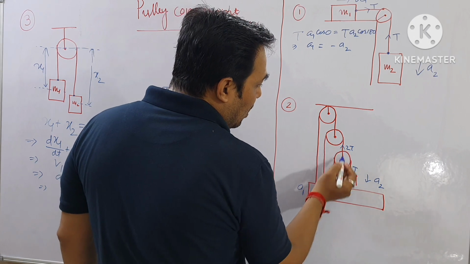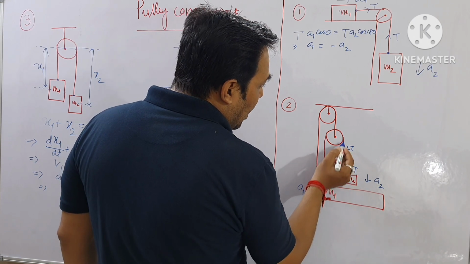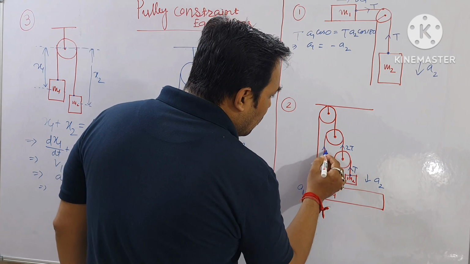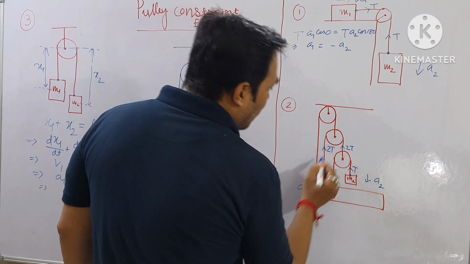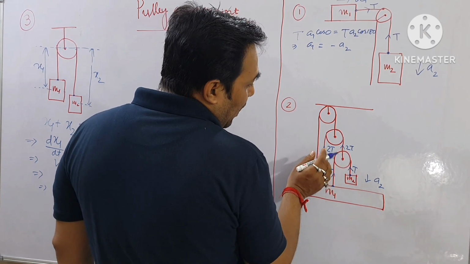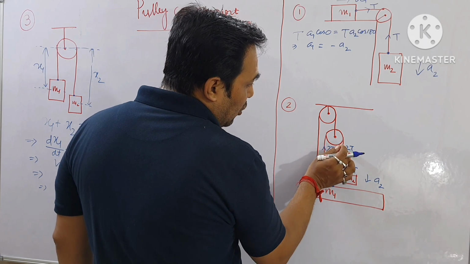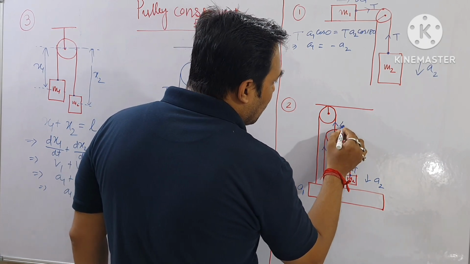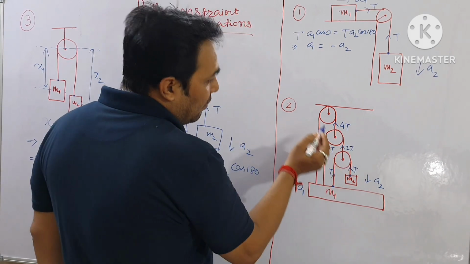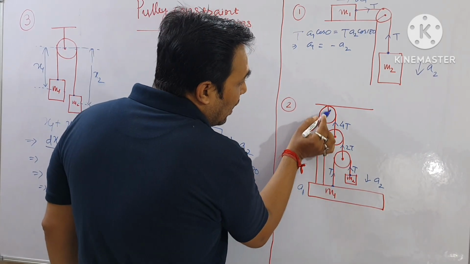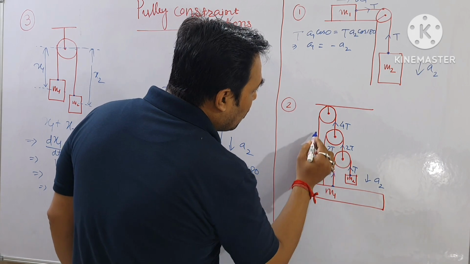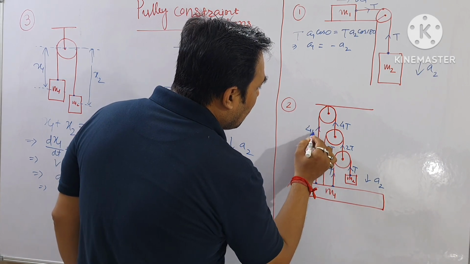Again, if it is twice T, from this position up to this position this is the same string, so in this case also you will have tension twice T. Now if you have twice T on this part and twice T on this part, what will be the tension for this pulley? It will have 4T. And if you have 4T on this side, this is also the same string up to this position, so you will again have 4T tension for this part.